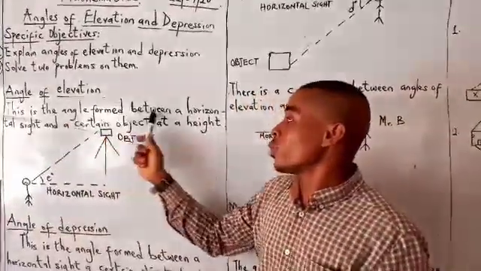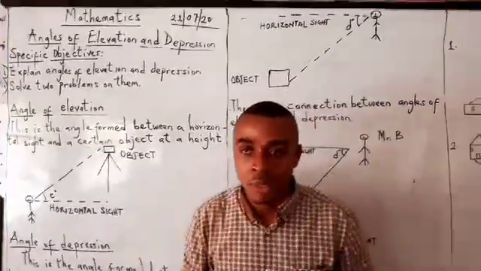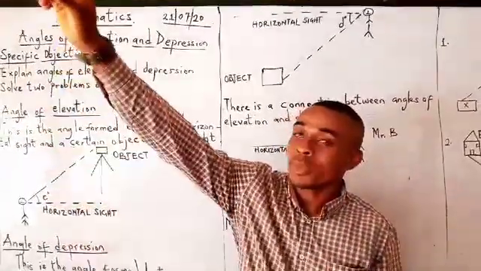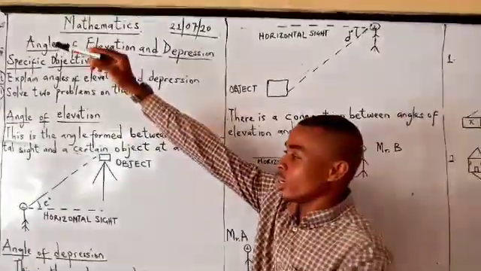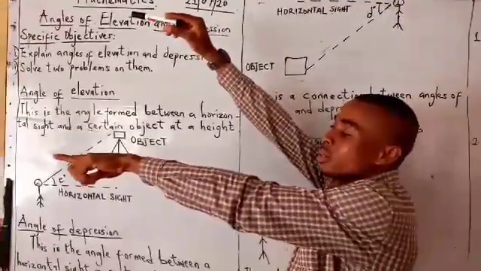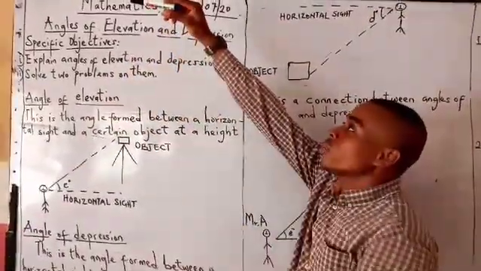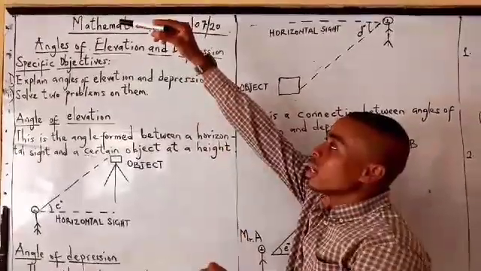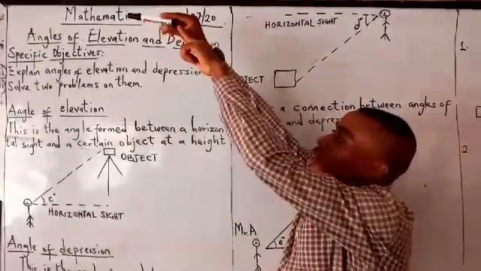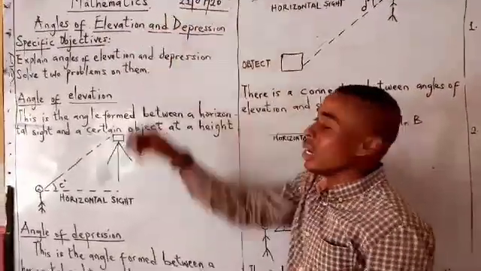This is the angle formed between a horizontal sight line and a certain object at a height. For example, this is me standing before you, and this marker is placed at this level. If I look straight, at the level of my eyes, that's the horizontal line. Then if I lift my eyes from the horizontal level and face up towards this marker, I form an angle between the horizontal line of sight and the line between my eyes and where the marker is. So there's an angle formed. That angle formed is what is called the angle of elevation.